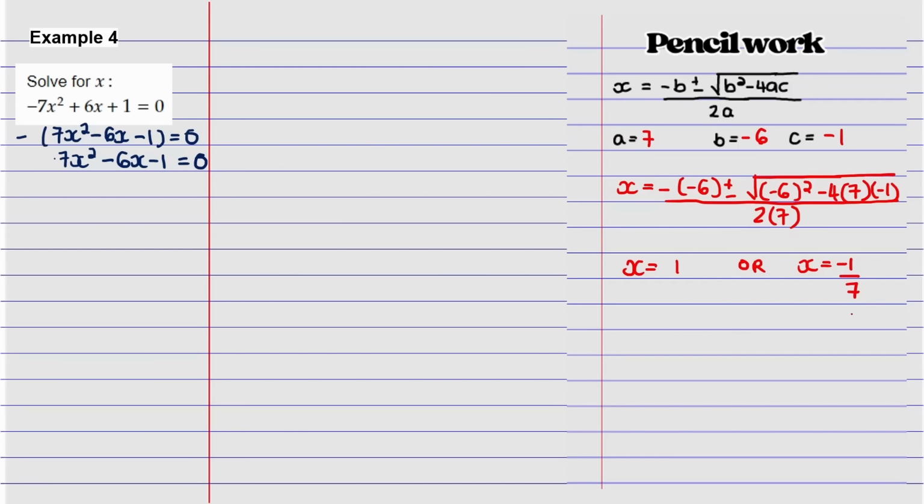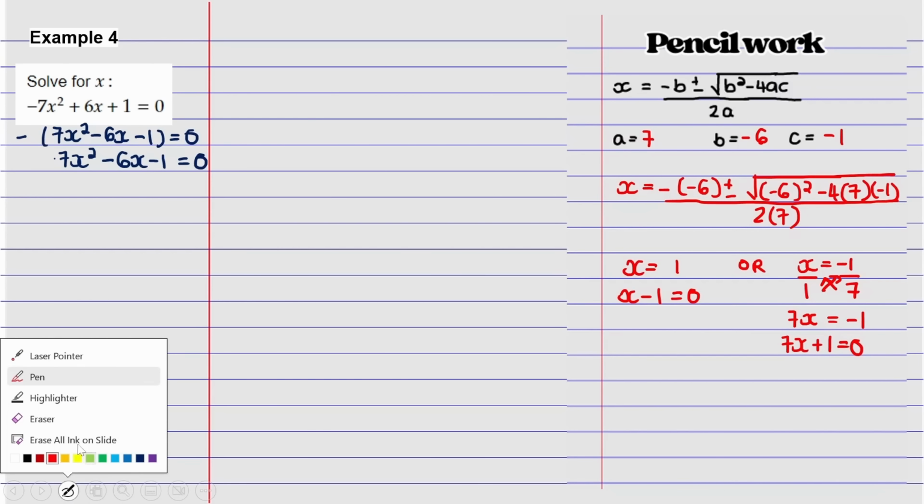Remember that it's a fraction, so we need to get rid of it being a fraction. What we're going to do is write this as divided by 1, and cross multiply. So x multiplied by 7 is 7x, and 1 multiplied by negative 1 is negative 1, right? Now I'm going to take the 1 to the other side. So it's going to be x minus 1 equals 0. Then this one, take it to the other side, so it's going to be 7x plus 1 equals 0.